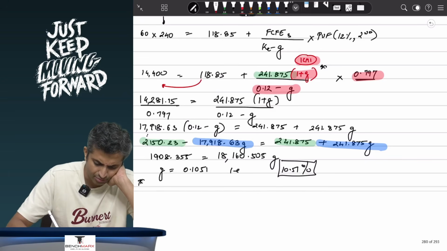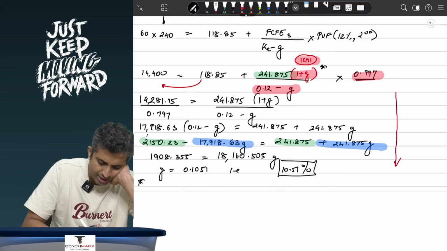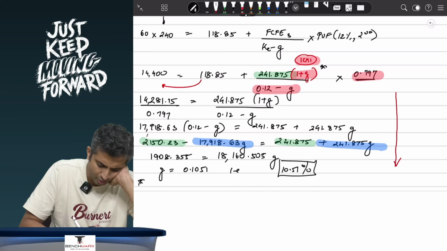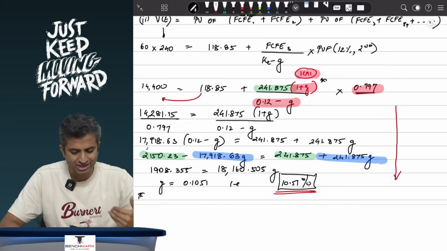And then you can sit and solve the equation. There's only one missing variable. So you can take 0.797 to the other side. You can keep on solving, and G comes to around 10.51%. This is a solution which is accepted by the institute.